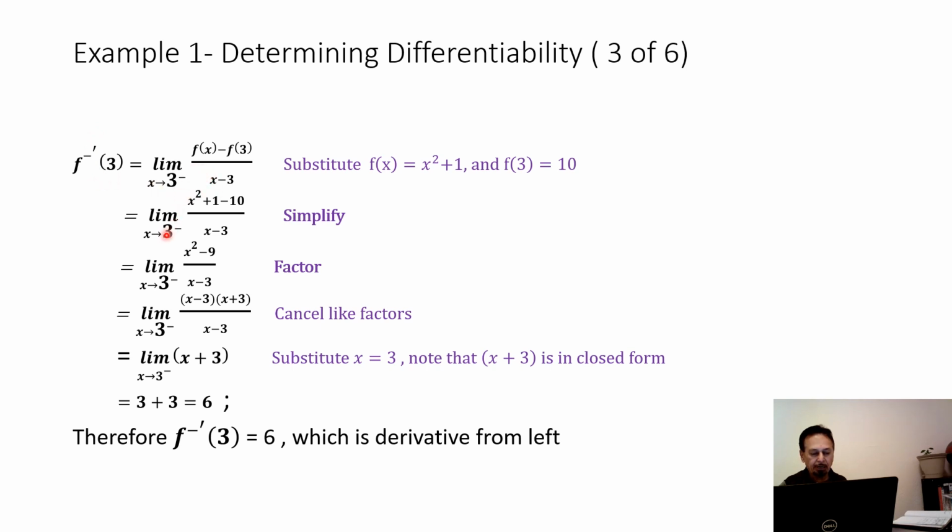So this becomes the limit as x approaches 3 from the left of x squared plus 1 minus 10 over x minus 3. This simplifies to x squared minus 9 over x minus 3. Now we factor x squared minus 9, which is x minus 3 times x plus 3. We can cancel out x minus 3 and we're left with the limit as x approaches 3 from the left of x plus 3. X plus 3 is closed, so we substitute 3 for x to get 3 plus 3, which is 6. So therefore, the derivative from the left at 3 is 6.